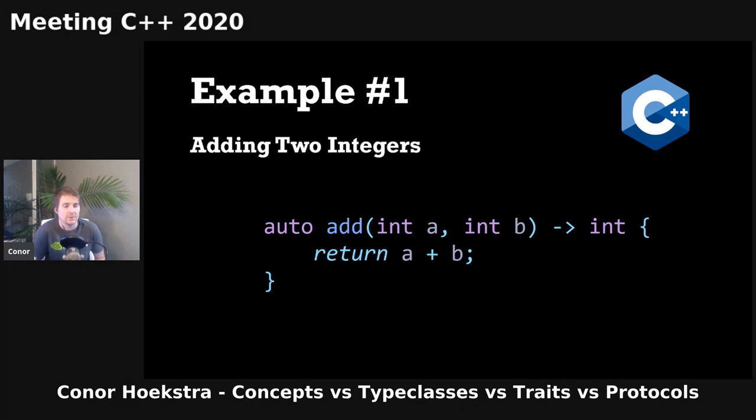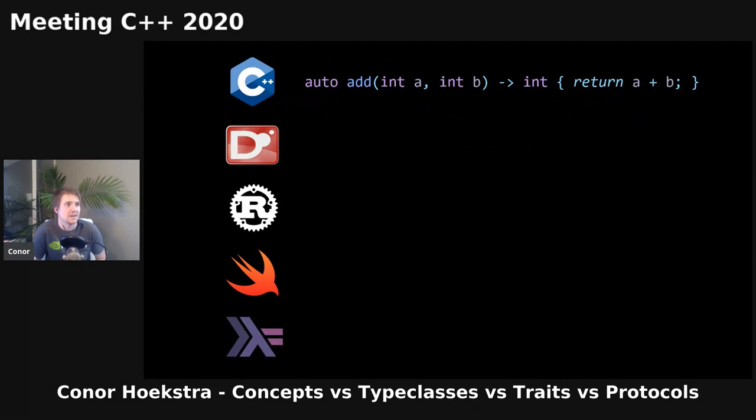Hopefully, everybody that's watching this, either live or online on YouTube in the future, is familiar with this syntax. So here we're using trailing return type. That's maybe the only thing that might be somewhat surprising to certain individuals. But otherwise, we're taking two integers, A and B, and then just returning them. So we're going to move this code around a little bit and then take a look at what the same code looks like in D, Rust, Swift, and Haskell.